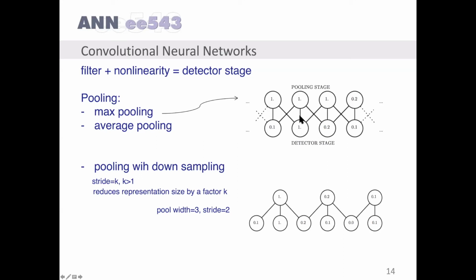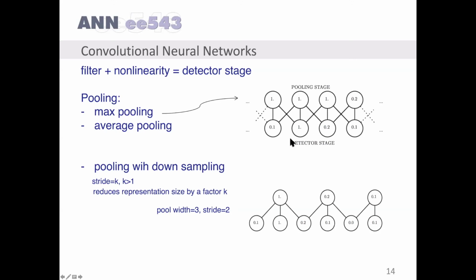Instead of finding the maximum value here, the average of these values can be calculated. This is called average pooling, but mostly max pooling is used in the convolutional neural network. Instead of shifting by 1, if we shift with stride equal to k, which is larger than 1, the size of the output obtained by the pooling layer will be decreased. This reduces representation size by a factor k.